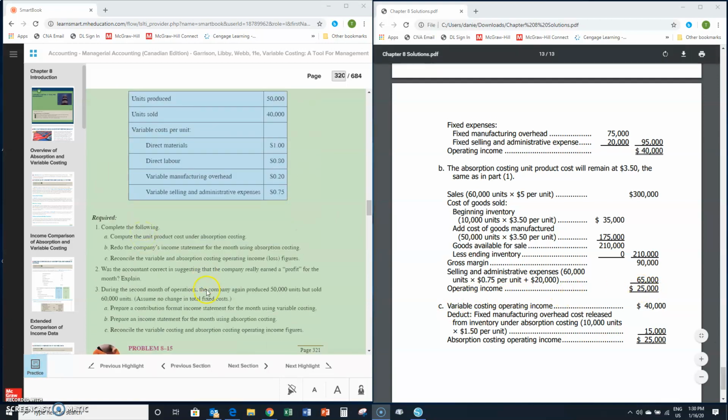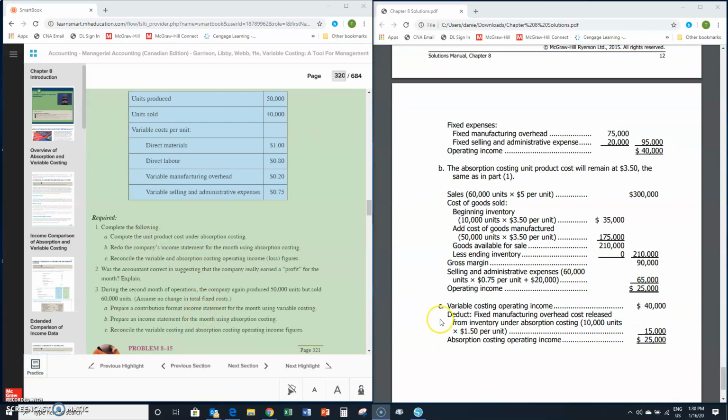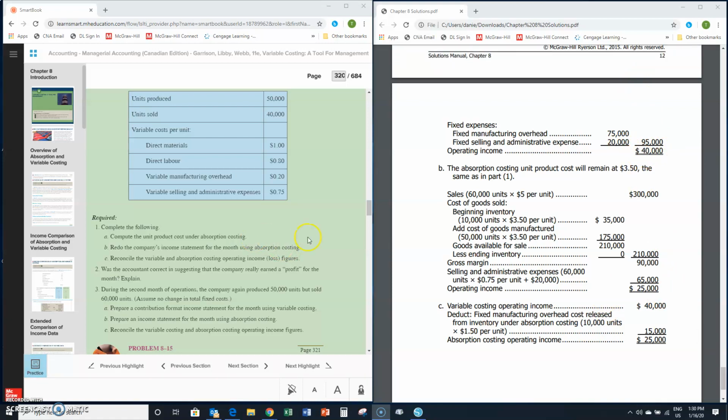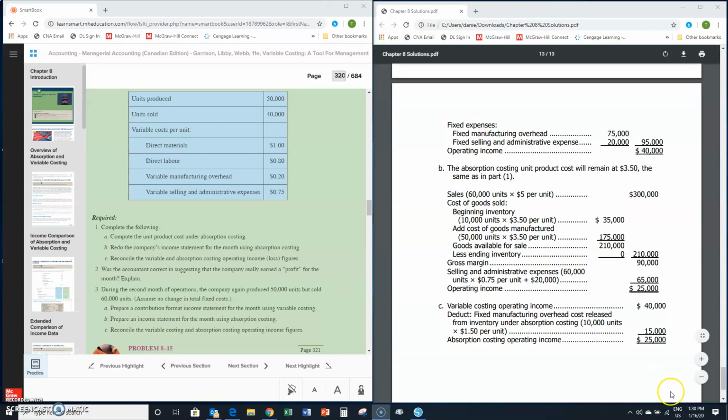Then we are again asked to reconcile variable costing and absorption costing. So again, always start with variable costing operating income, which we calculated here as 40,000. Look at what happened to inventory. We started off with 10,000 units in our inventory. It went down to 0, so our inventory shrunk. That means fixed manufacturing overhead costs were released from inventory. So therefore we deduct fixed manufacturing overhead costs released from inventory under absorption costing.